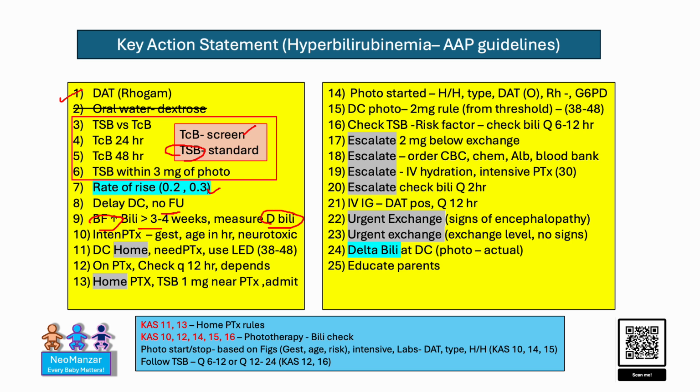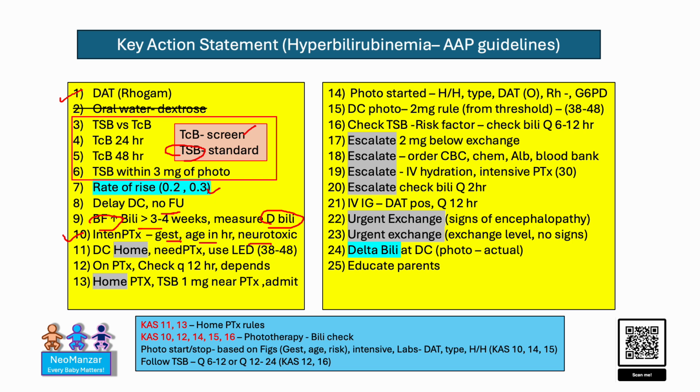And we all know that whenever we start phototherapy, this should be intensive, which is 30 microwatt per centimeter square per nanometer. And of course, we take into account the gestation age and/or neurotoxicity factor. So that's again very easy, and there are graphs available.